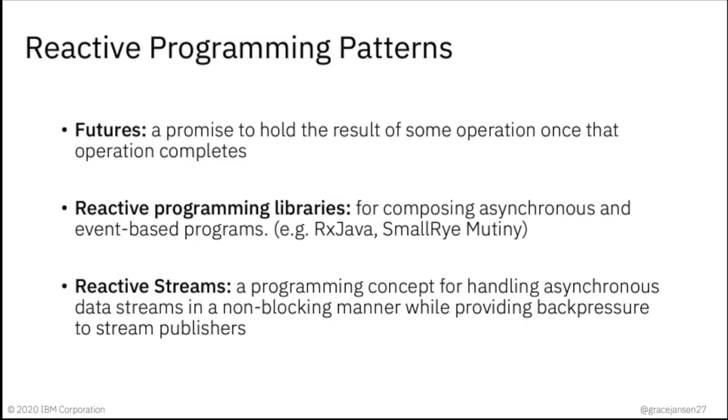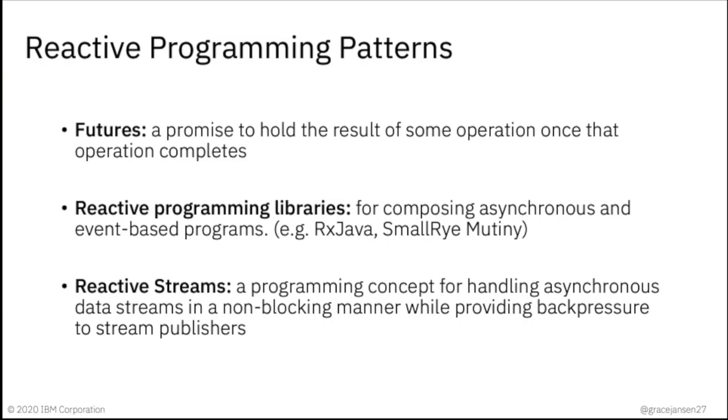We've also got things like reactive programming libraries. They're all about composing asynchronous and event-based programs. Examples include RxJava, which is used by many of the reactive frameworks and toolkits that exist today, and there's also SmallRye Mutiny. Again, another open source library you can use.